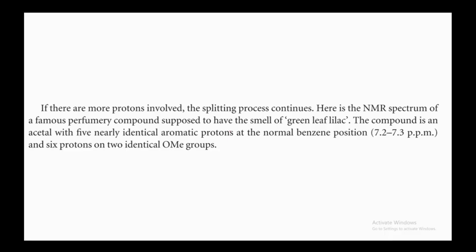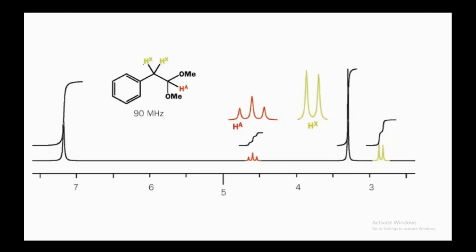Here is the NMR spectrum of a famous perfumery compound supposed to have the smell of green leaf lilac, and the compound is an acetal with 5 nearly identical aromatic protons at the normal benzene position, 7.2 to 7.3 ppm, and 6 protons on 2 identical OMe groups. So this is the HX, this one is HX, and this is HA. These are the two OMe, and this is the 90 megahertz.